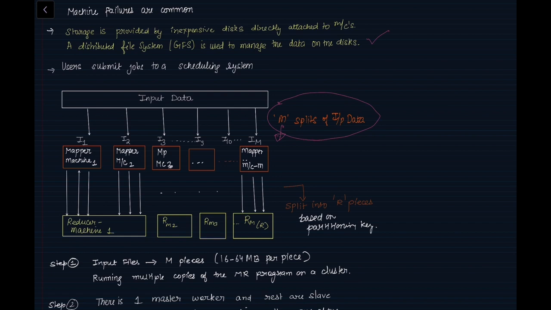Each mapper will perform some operation on this data independently and in parallel, and will produce intermediate key value pairs. Then these key value pairs are written in the local storage of these machines. So the mappers will store the output intermediate key value pairs in local disk temporary files. We'll discuss more about it later.